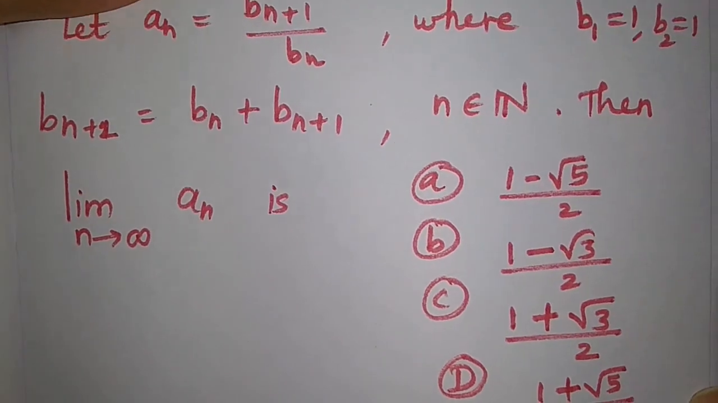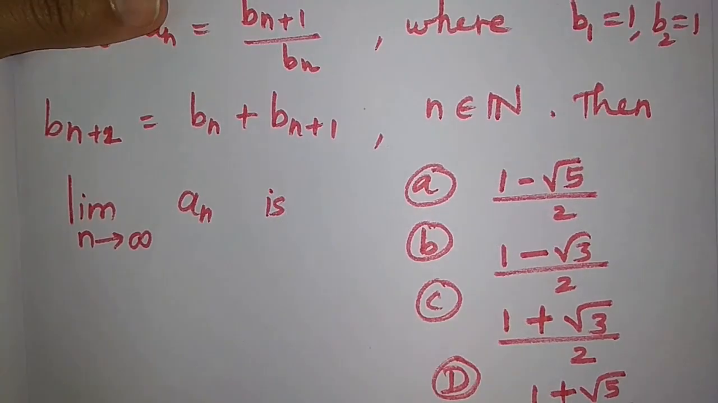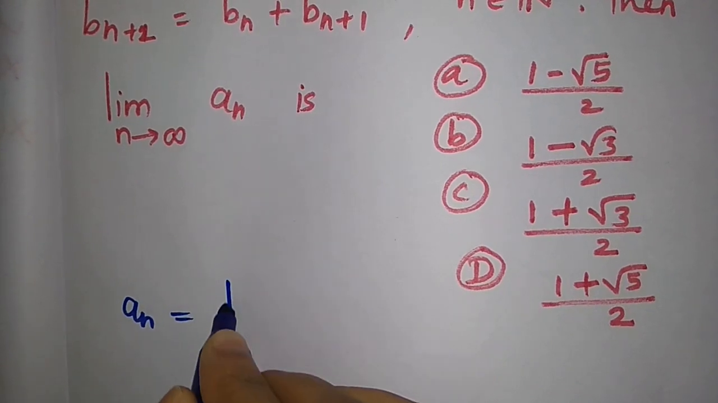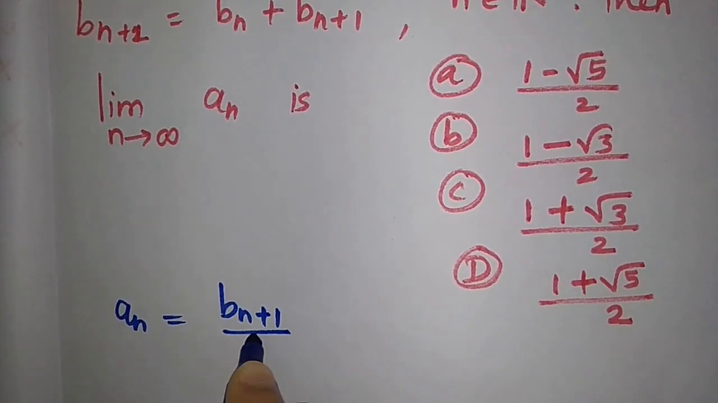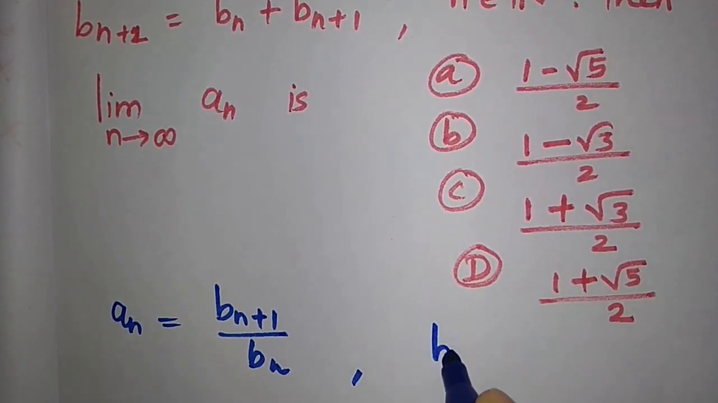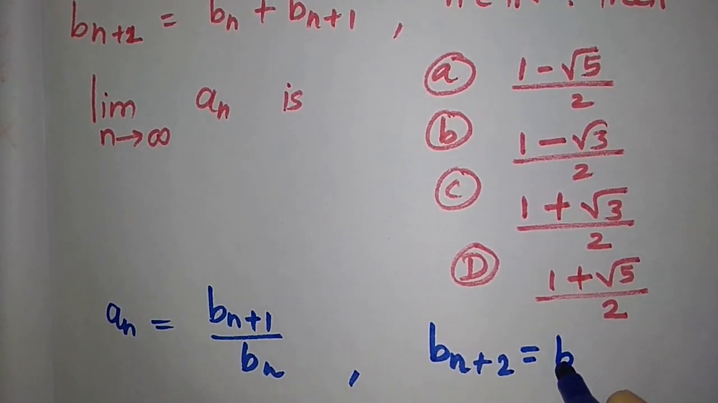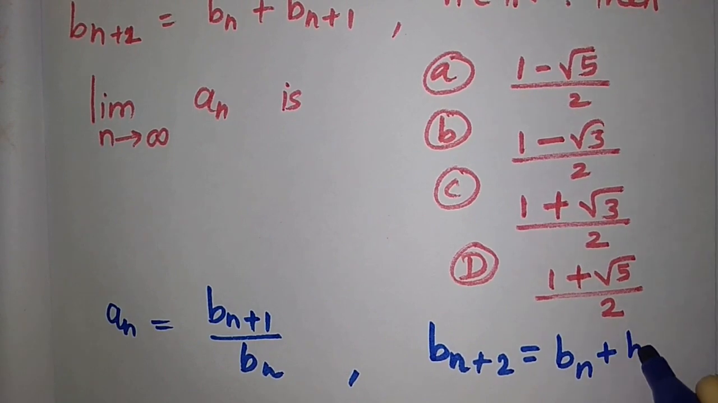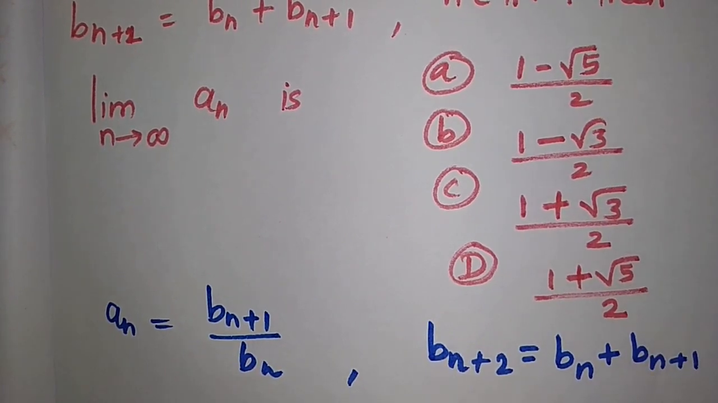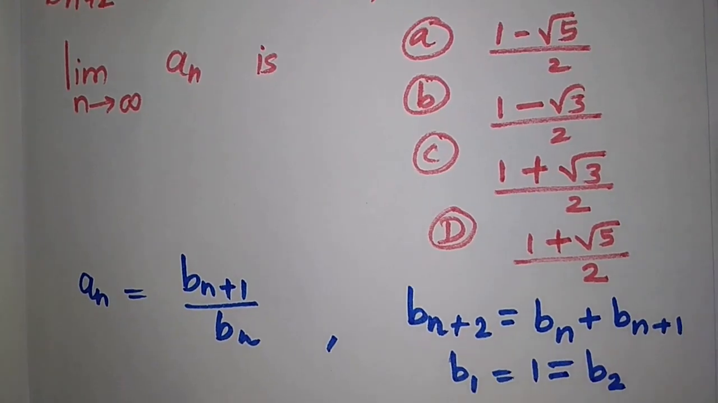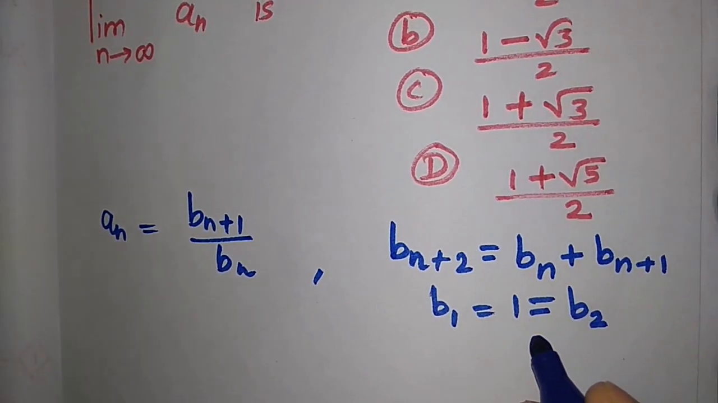So let us find out the limit of this an. So an is nothing but bn plus 1 upon bn, where bn is defined by the relation bn plus 2 is equal to bn plus bn plus 1, and b1 is equal to 1 is equal to b2. So let us just see what this sequence is.